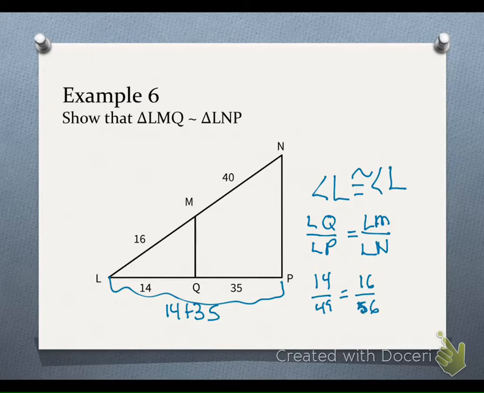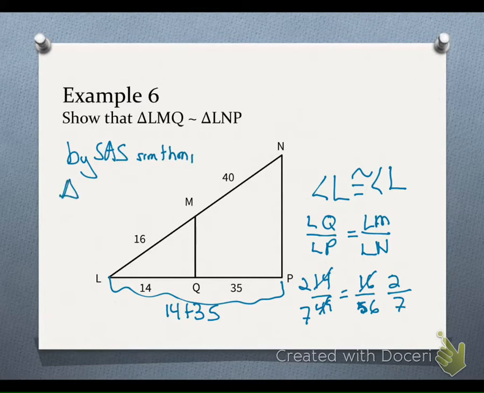What goes into 14 and 49? 7. 7 goes into this 2 times. 7 goes into this 7 times. Perfect. Over here, what goes into 16 and 56? 8. 8 goes into this how many times? 2. Next one? 7. Okay, we see they are the exact same ratio. So once again, we can make our statement by side angle side similarity theorem.